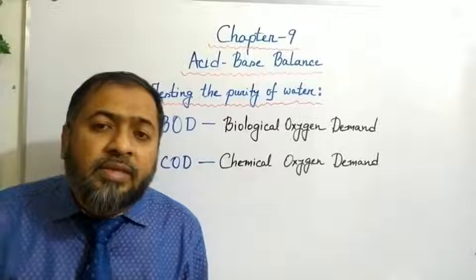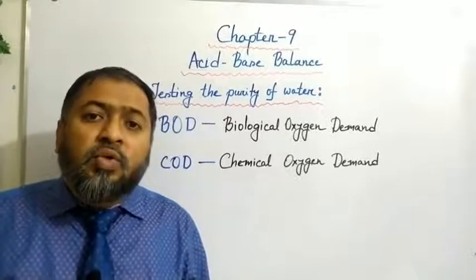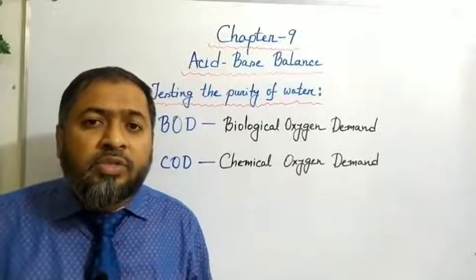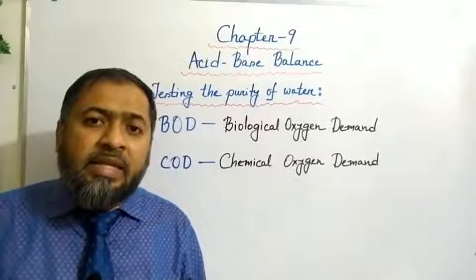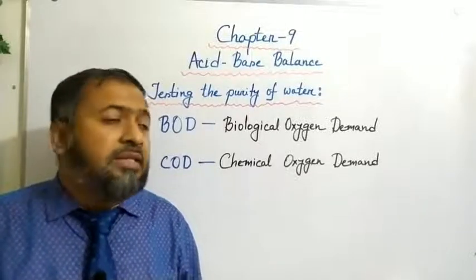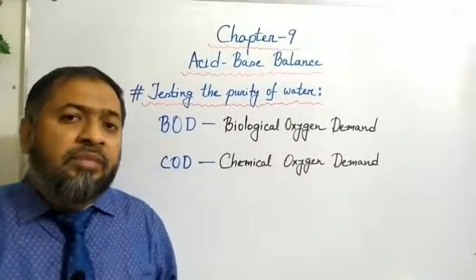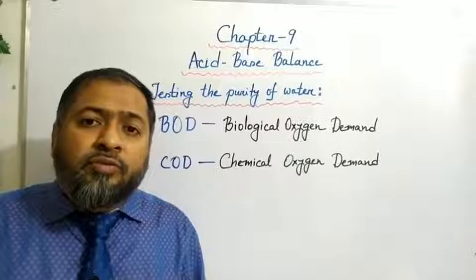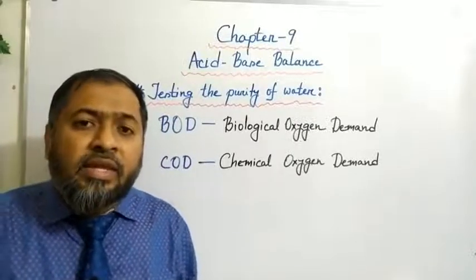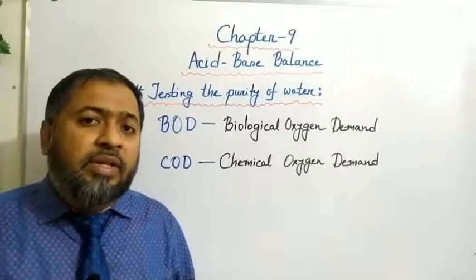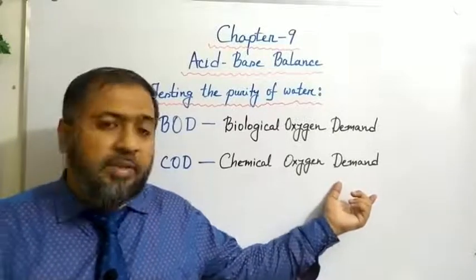The full form of BOD is biological oxygen demand, and the full form of COD is chemical oxygen demand. Now what does biological oxygen demand actually mean? The total amount of oxygen which is required to decompose all the organic compounds in a water body is known as biological oxygen demand, and the total amount of oxygen required to decompose all organic and inorganic compounds in a water body is called chemical oxygen demand.